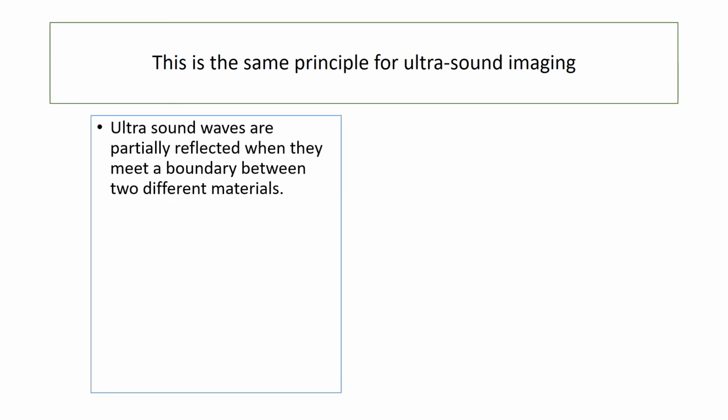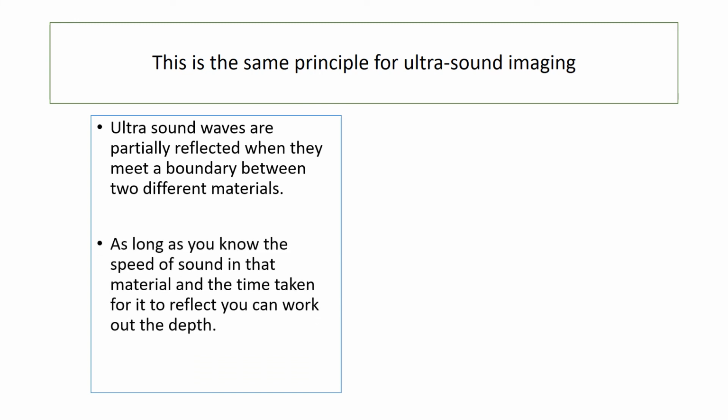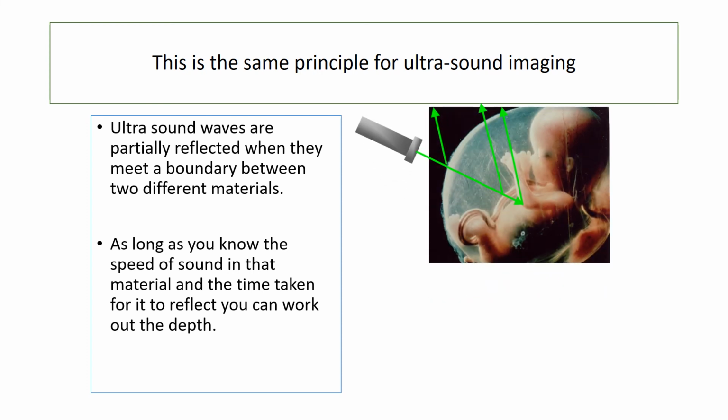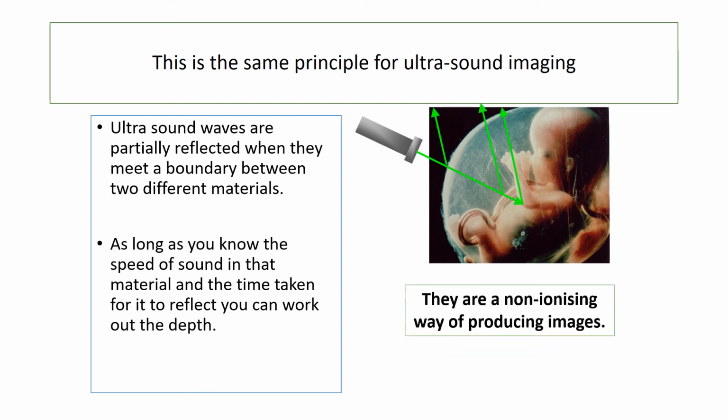So the ultrasound waves are partially reflective when they meet a boundary between two different materials. And as long as you know the speed of the sound of the material and the time taken for it to reflect, you can work out the depth. So here's my baby, not my personal baby, but here is the baby. And the ultrasound basically travels through the skin, through the blood, and when it hits the boundary, it is then reflected. It's reflected at different points. And that gives me my image.